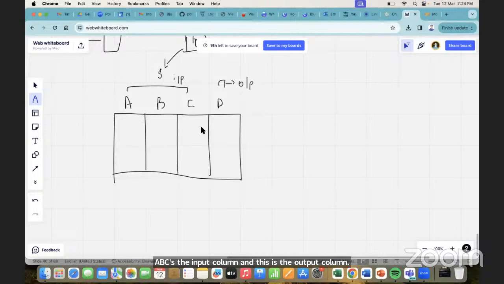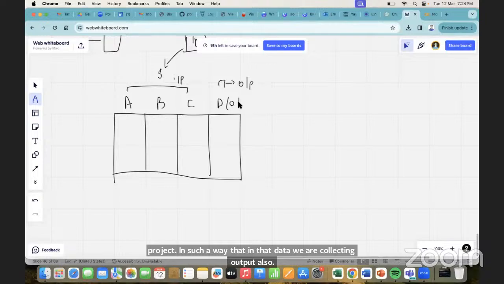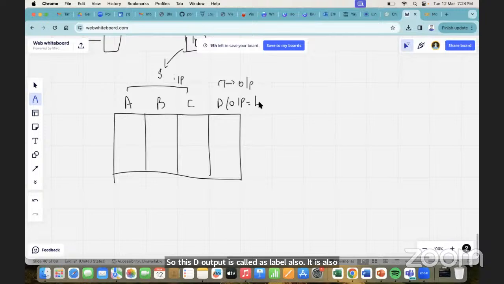Now, when we are collecting the data related to any project in such a way that we are collecting output also, this D output is called a label. It is also called output, or labeled data in supervised learning. Labeled data means if ABC's values are 2, 3, 6, then output D is yes. If it is 6, 9, 4, then no. If it is 3, 9, 2, yes, for example. In this way, output is written here. Output is called label data.